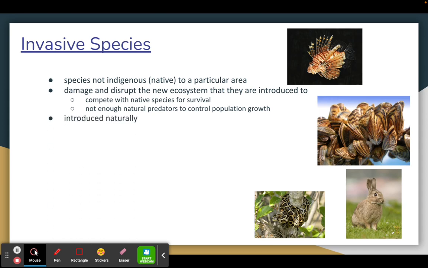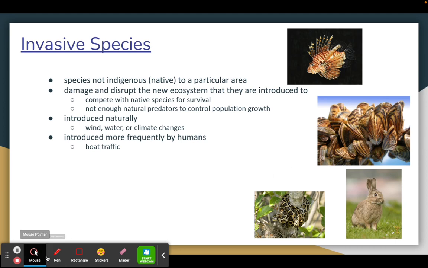Now, they can actually be introduced to a region naturally. They can be carried by wind, water, or different climate changes. That's a natural way that an invasive species can be introduced to an area. More likely than not, though, they're introduced by humans, by boat traffic, and that's these zebra mussels over here. This is what these are.